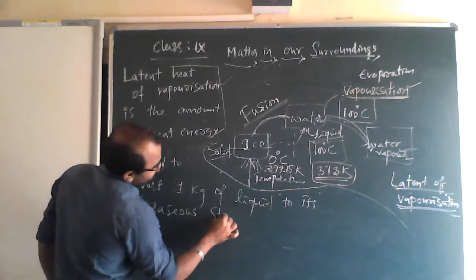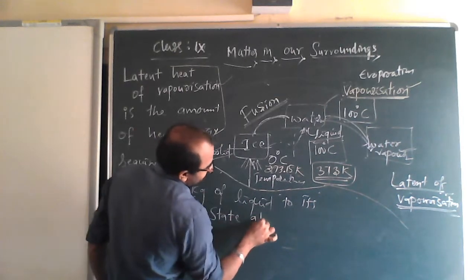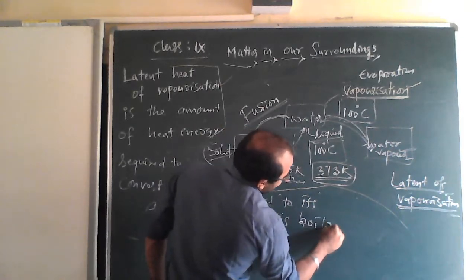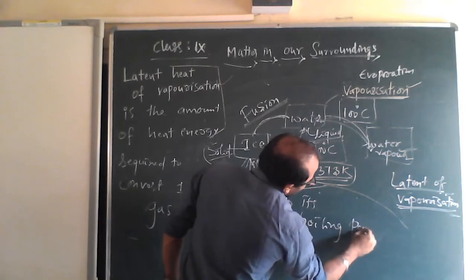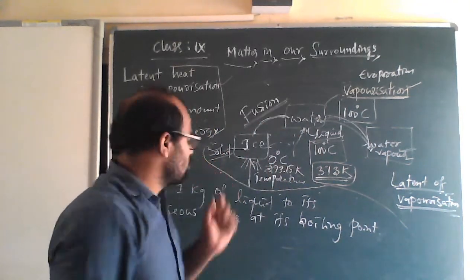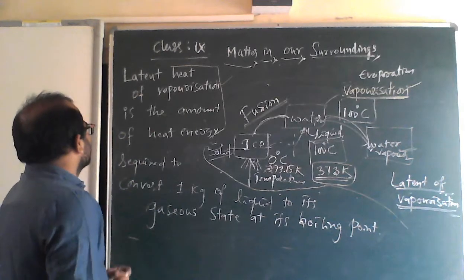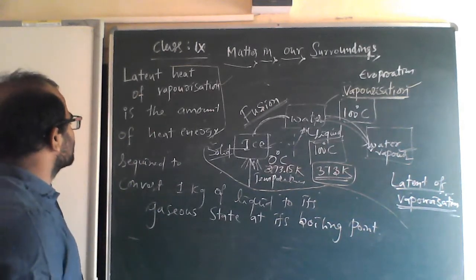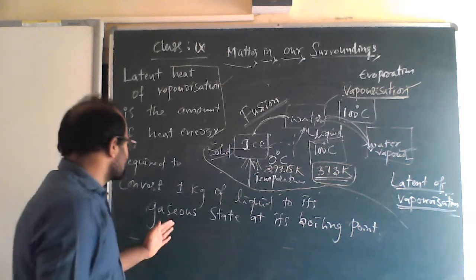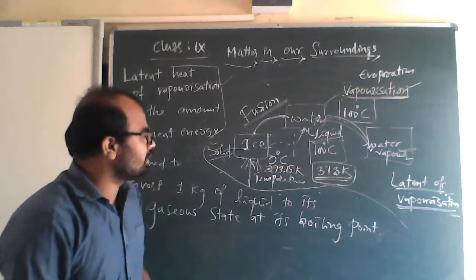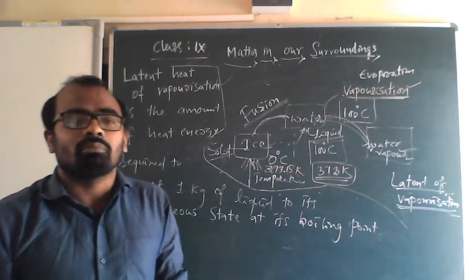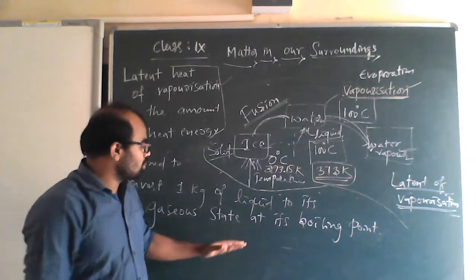When it is happening at its boiling point. So, latent heat of vaporization is the amount of heat energy required to convert 1 kg of liquid to its gaseous state at its boiling point. You should remember this: at its boiling point, at its melting point are compulsory.